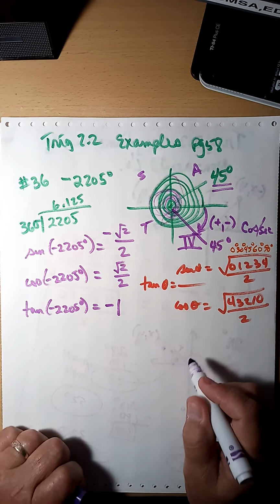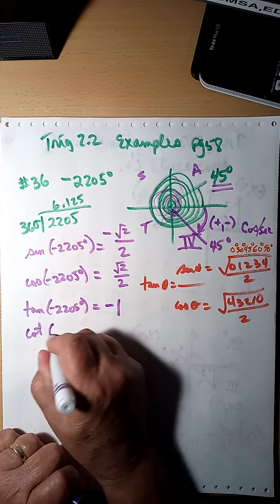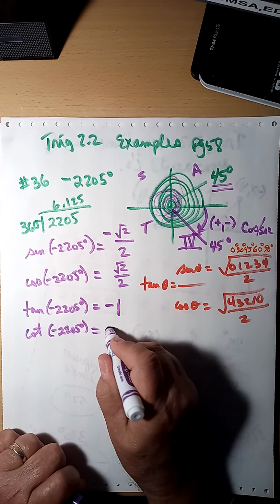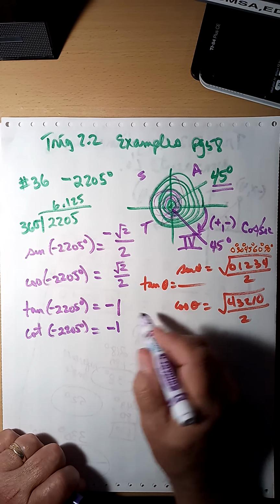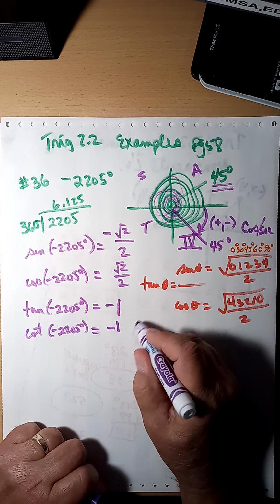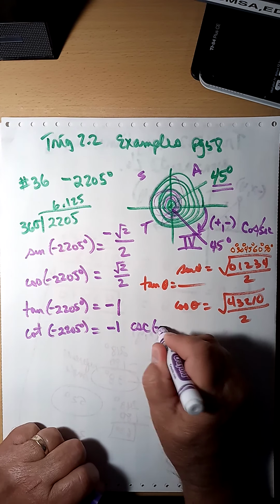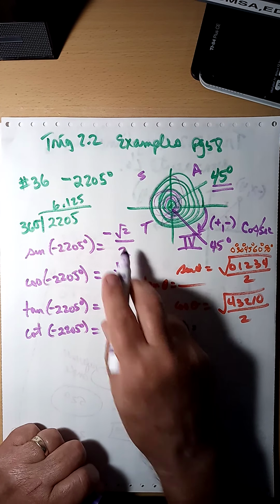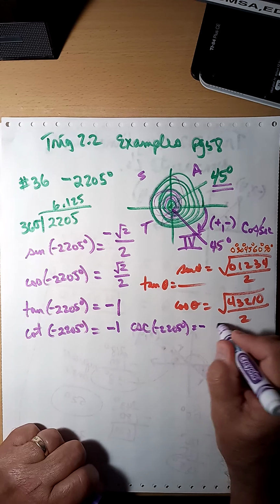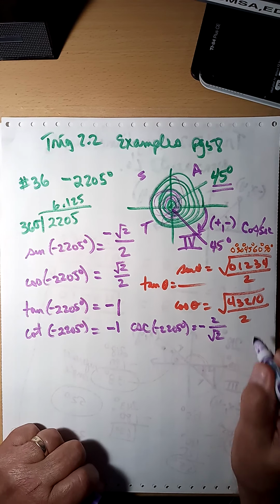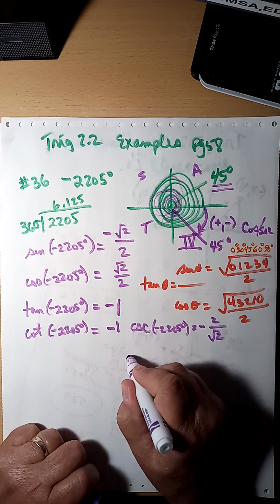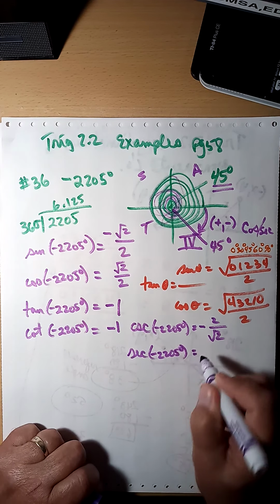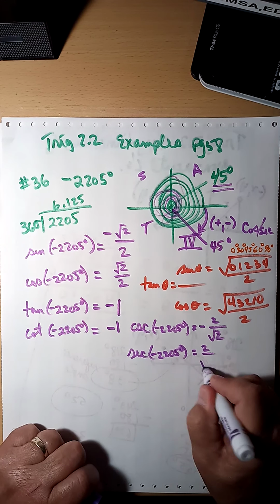Everybody else is negative. The cotangent of a negative 2,205 degrees, the reciprocal of a negative 1, is negative 1. Let me go here so I can save a little bit of room. The cosecant of a negative 2,205 degrees, the reciprocal of the sine, which is a negative 2 over the square root of 2, and the secant of a negative 2,205 degrees is a positive 2 over the square root of 2.